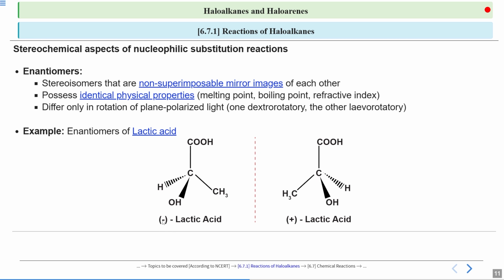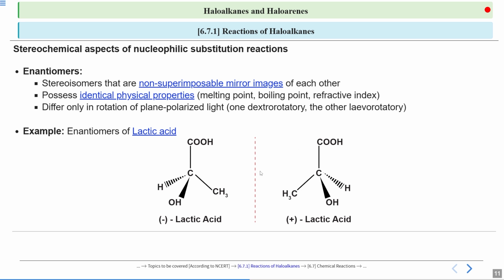How do we identify that? You put a negative sign, which means it is levorotatory. It can rotate the plane of plane polarized light to the left direction. And the other structure is dextrorotatory because it can rotate the plane of the plane polarized light to the right direction. And this red line is showing the mirror.